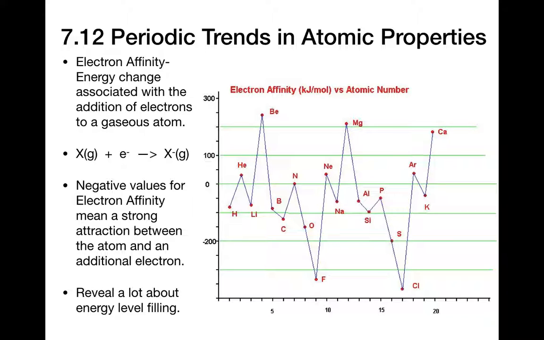And so you might look at some of these others between neon and sodium, magnesium, aluminum, silicon, phosphorus, and look at some of the ups and downs. Remember, if it's going up, it's because it wants electrons less, and if it's way down on the chart, that's because it wants electrons more. This is the energy for adding an electron to the atom.